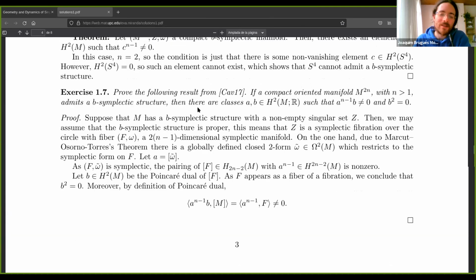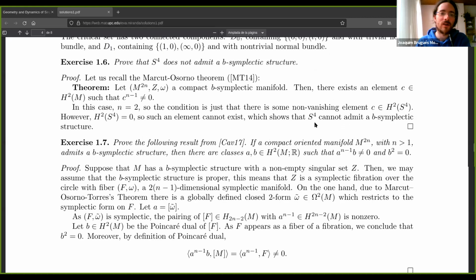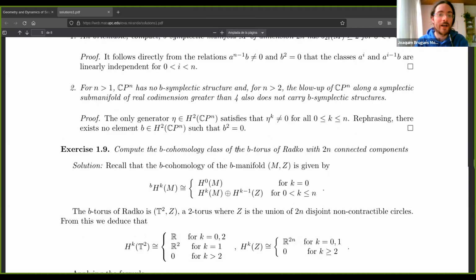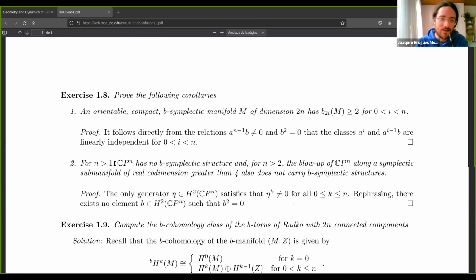It's actually a very precise explanation. By this theorem, by Cavalcanti, in exercise 1.7, we saw a refinement of the Marcoux-Osorno theorem. We don't only have this form such that its power n-1 is non-degenerate. We also have this B form that lies in the degree 2 cohomology, satisfying that this product does not vanish, but its square must vanish. So you need to have nilpotent elements in your cohomology, elements in your degree 2 cohomology such that their square is 0. However, you don't have these elements in CPN in general for n greater than 1.